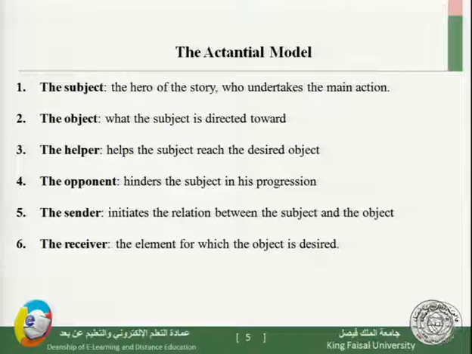So the subject undertakes the action, even if it's just an action to seek knowledge, for example. The object is what the subject is directed towards and wants to acquire. The helper helps the subject reach the desired object. The opponent hinders the subject in his progression. The sender initiates the relationship between the subject and the object. The sender is the reasons or the persons that make the subject want the object. And the receiver is the elements for which the object is desired. Meaning, when the subject acquires the object, who benefits? That gives you the receiver.